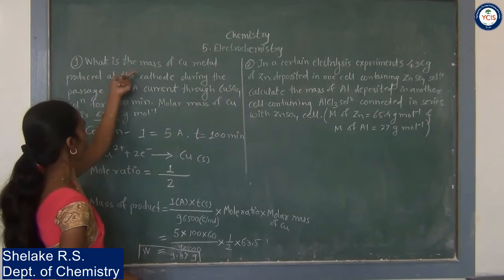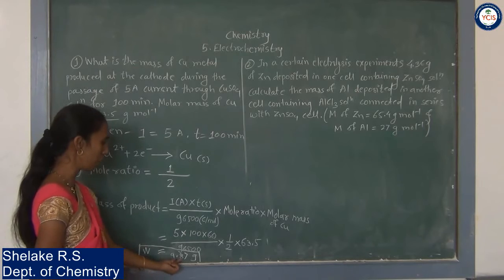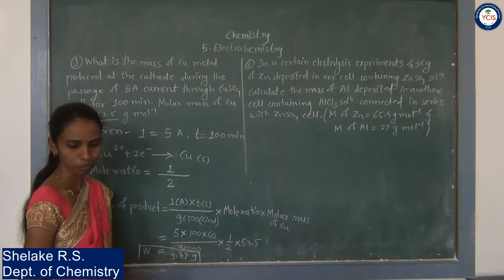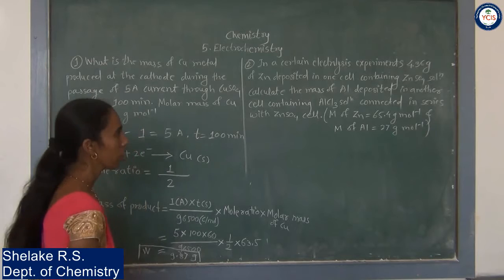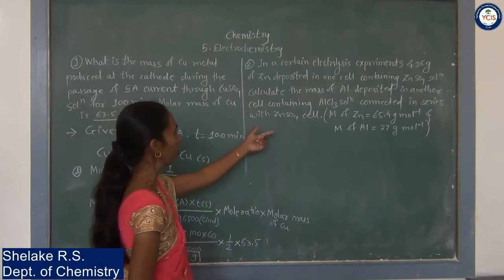Okay, what is the mass of copper? Mass of copper produced is 9.87 gram. So this is the problem. Now the next problem, read that.